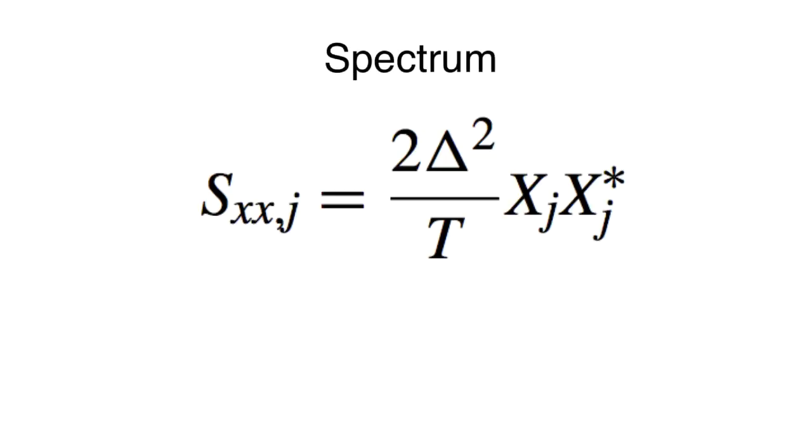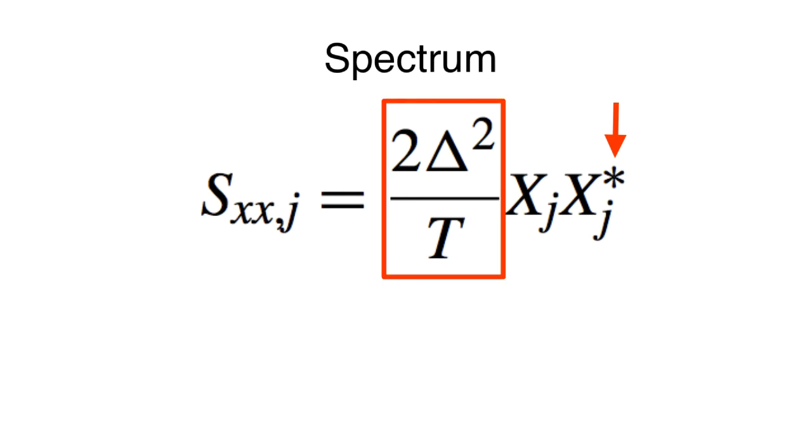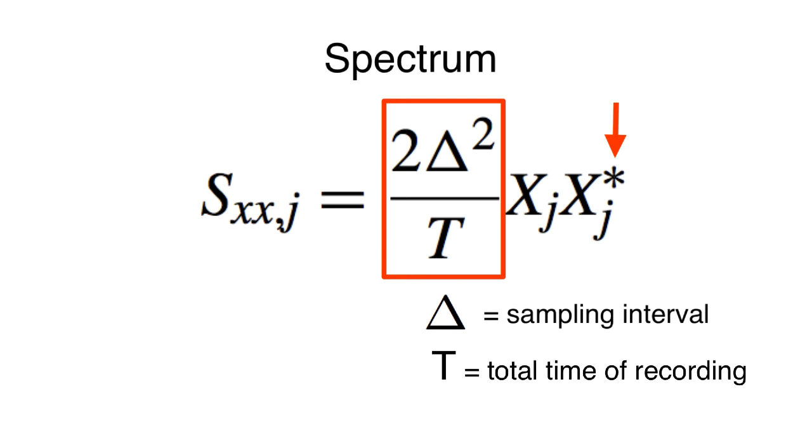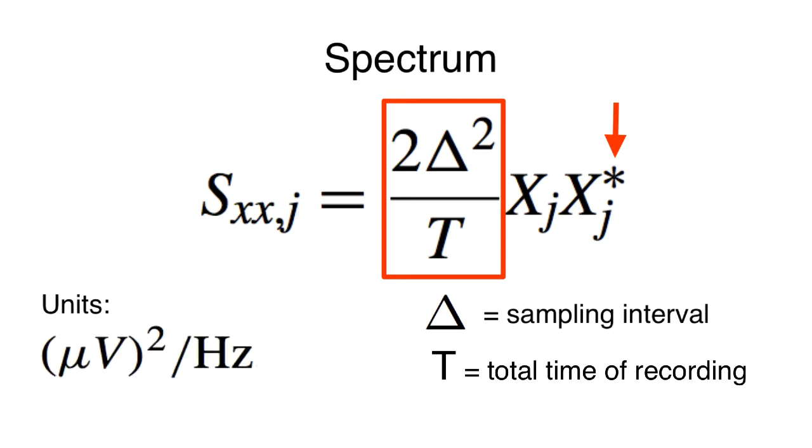The spectrum is then the product of the Fourier transform of x with its complex conjugate. Note that here we indicate complex conjugate with the superscript asterisk. This product is then scaled by a constant, 2 delta squared over big T, where again, delta is our sampling interval and big T is the total duration of the recording. The units of the spectrum are, in our case, microvolts squared per hertz. This expression represents the spectrum of our EEG data x. It's pretty complicated, but don't worry. We'll dig into all of the pieces as we complete this module.